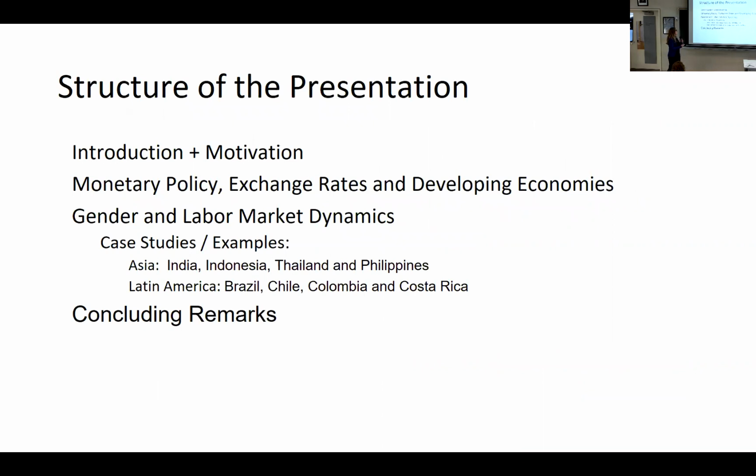So this is going to be the structure of our presentation today. I'm going to talk a little bit about the introduction and our motivation. Clara is going to walk us through the monetary policy, exchange rate, and developing economies. She's also going to talk about gender and labor market dynamics. And José Pedro is going to talk about the case studies we used for our analysis, which is focused on Asian and Latin American countries. And he's also going to present our concluding remarks.